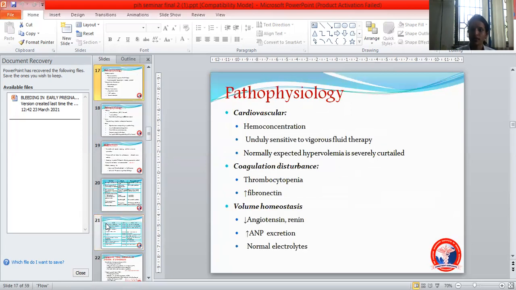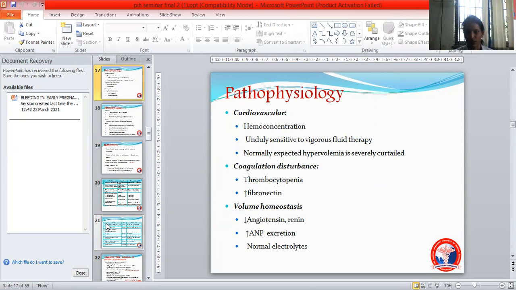So pathophysiology is nothing but what happens in every organ system. Preeclampsia is a multi-organ dysfunction. So in the cardiovascular system, what happens is hemoconcentration, unduly sensitive to fluid therapy, and in a normal pregnancy, hypervolemia is expected, which is severely curtailed in patients with preeclampsia.